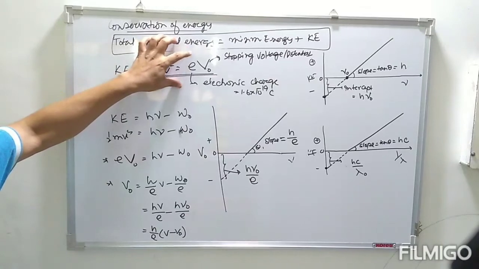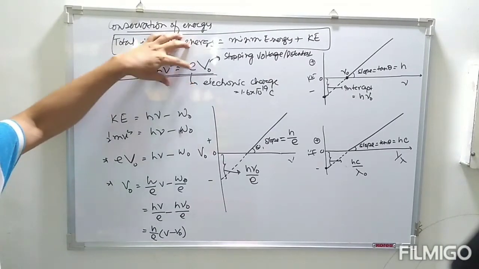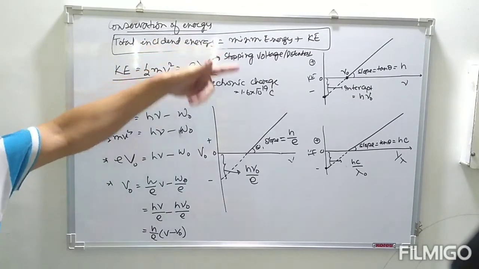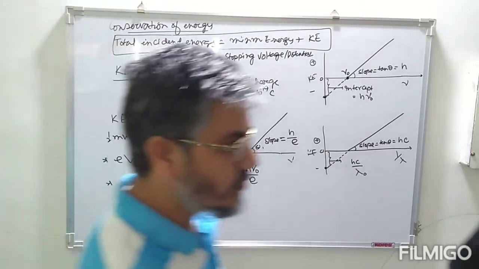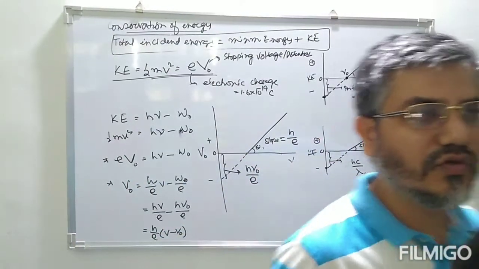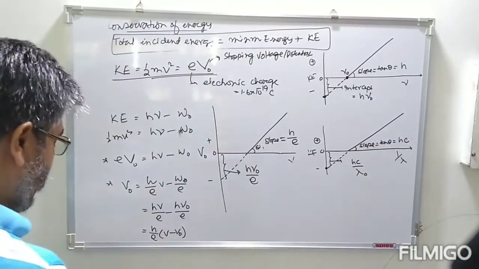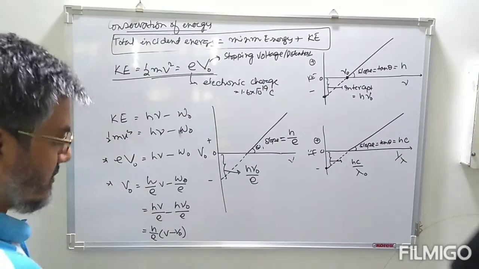There is electron charge into stopping potential or voltage. So this is photoelectric effect, but there are certain laws for this photoelectric effect to occur. So let's see the laws of photoelectric effect.